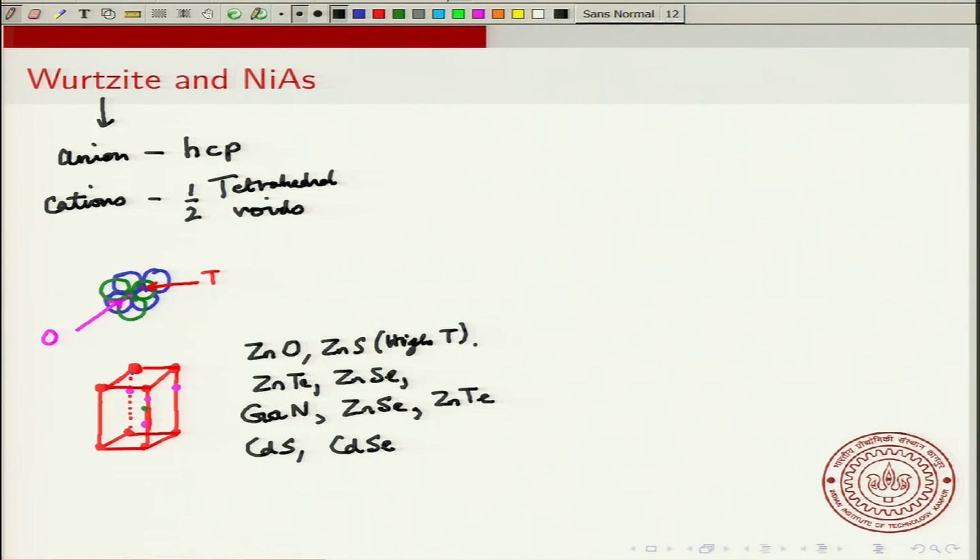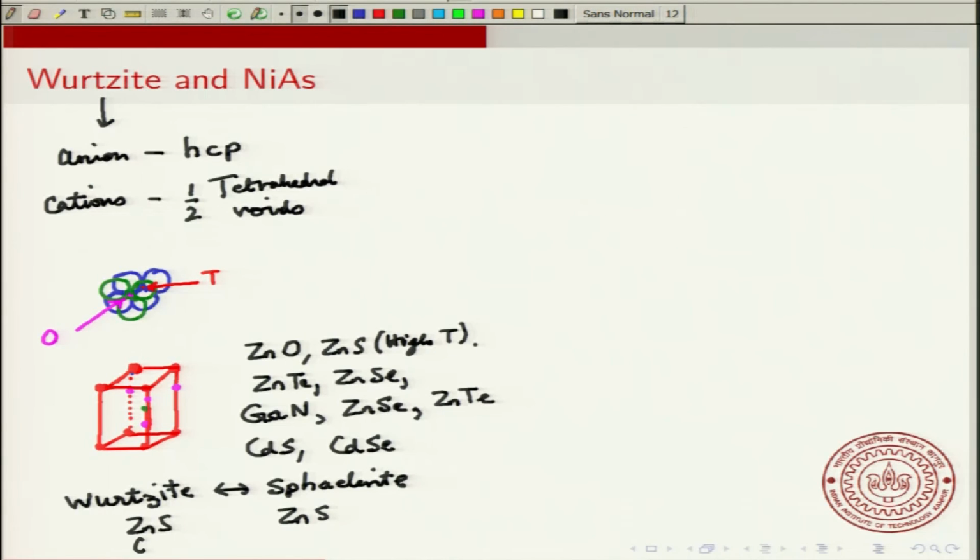And we'll see that several compounds that form the wurtzite structure also form the sphalerite or the zinc blende structure, and usually one of them is more stable than the other. So the same compound, for example ZnS, can be either wurtzite or sphalerite, and usually there is an equilibrium, and one of them is favored at some temperature.